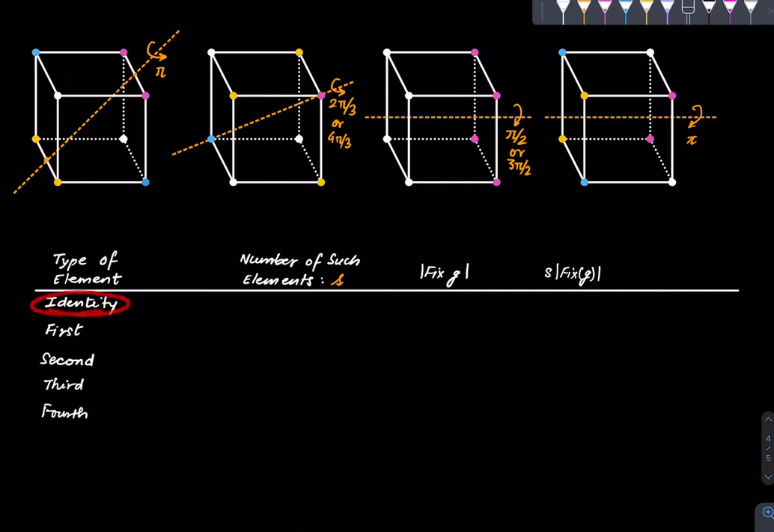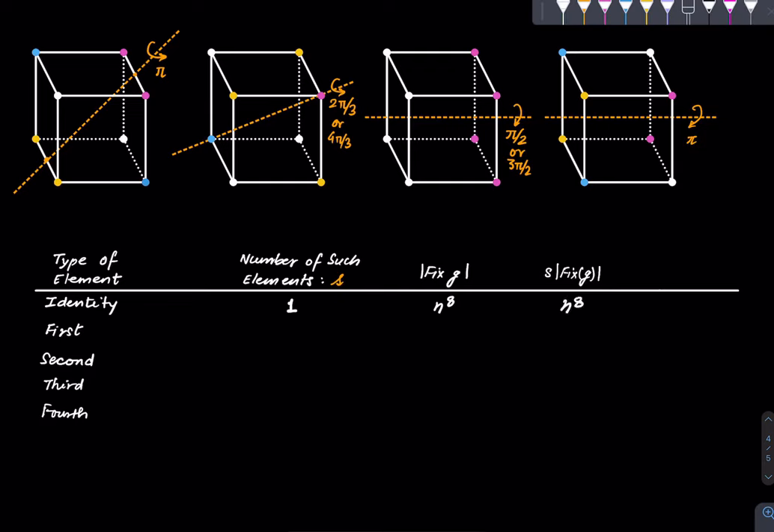So start with identity. How many such elements are there? Of course, there is only one identity, so that is one. And the letter S will be used to denote the number of elements. How many things in X are fixed by the identity? Everything. And there are n to the 8 things in X, so that's the size of the fix of the identity. And therefore, 1 times n to the 8 is n to the 8.